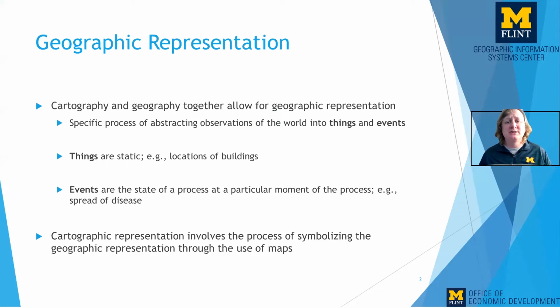I'd like to first discuss this concept of geographic representation. You take cartography and geography, and together you're allowed to create geographic representation, which is the process of abstracting observations of the real world into either things or events. Things being static objects, so locations of buildings, for example. And events are the state of a process at a particular moment in time.